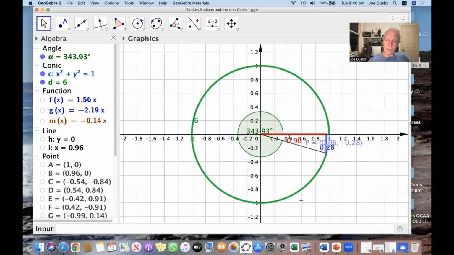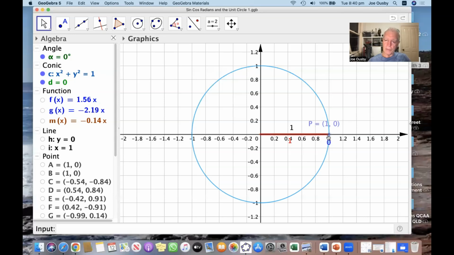So the length of the green line is 6. And of course, if we kept going, we'd end up at 2 pi, which of course would be 360 degrees. Of course, at that point, we're back at 0 again. And so that's actually what's happening there.